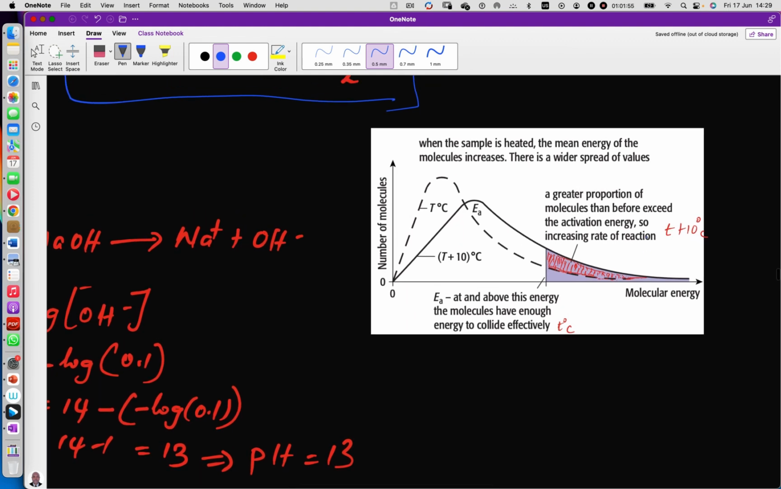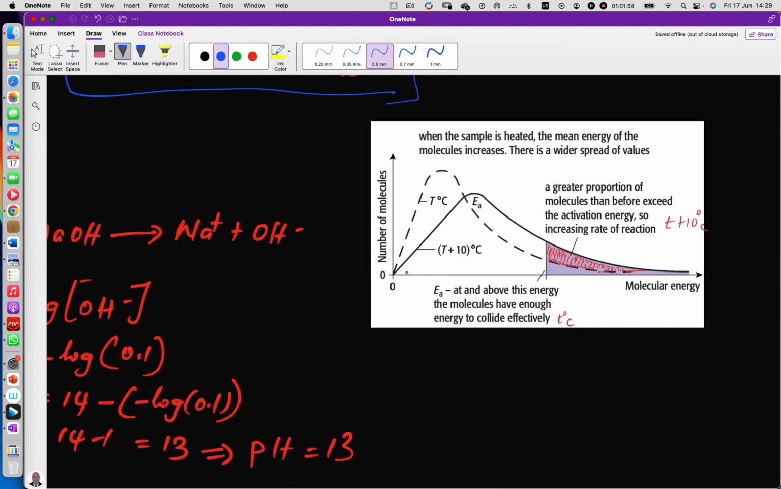And furthermore, you could be given a curve like this one. This is a reaction curve, number of molecules against energy. This is the temperature T. The section down here represents the number of molecules with energy, and these are the molecules that are reacting at temperature T degrees Celsius. If we now increase the temperature by 10 degrees Celsius, this is the second curve here, the one in dotted form. The number of molecules has increased from this curve down here to the curve up here.